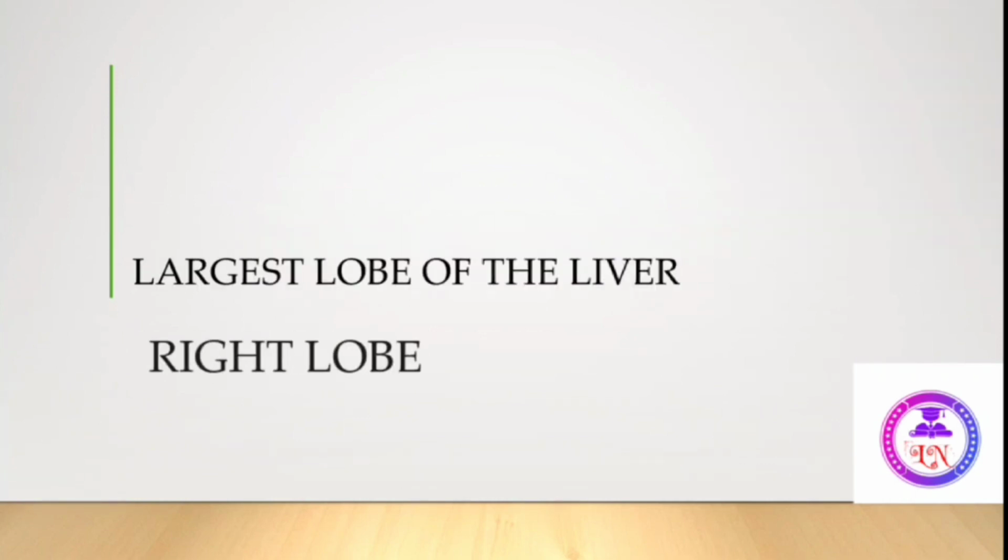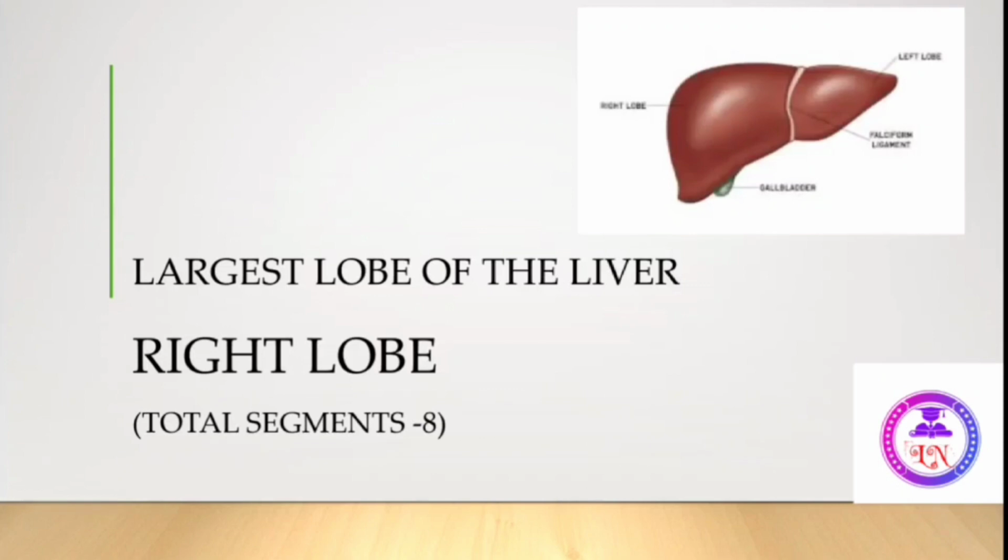Largest lobe of the liver. The liver has 2 lobes. See, and there are a total of 8 segments in the liver. So the right lobe is the largest lobe of the liver.